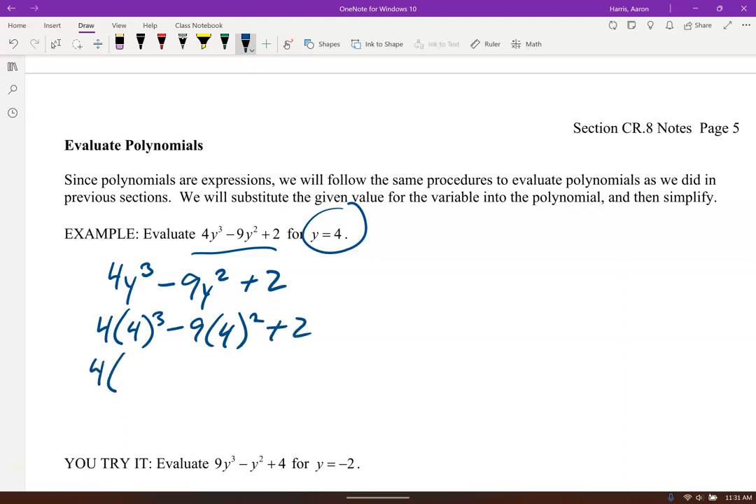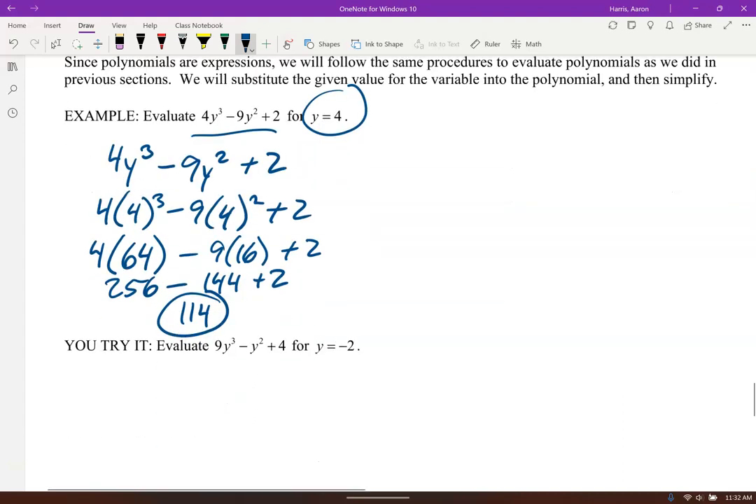So we got 4 times 4 times 4 is 64. And then we got 9 times 16. So let's see, 4 times 64 gives us 256. 9 times 16 gives us 144. So we got 256 minus 144. That gives you 112 plus 2. So it looks like this is 114.